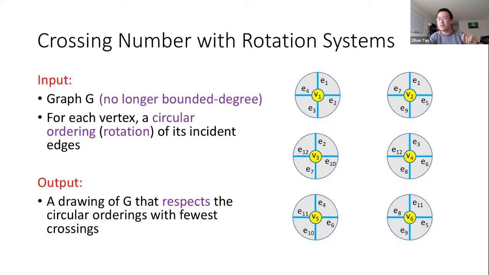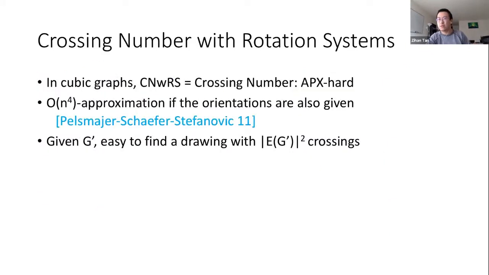So is this problem simpler or harder? On one hand, on the positive side, we know the rotation on each vertex, so it seems very useful information. But on the other hand, the input graph is not necessarily bounded degree. So although we cannot prove rigorously that it is simpler, we tend to believe that it is. The previously known result for this problem is an n to the 4 approximation, even in the special case that the orientations are also given.